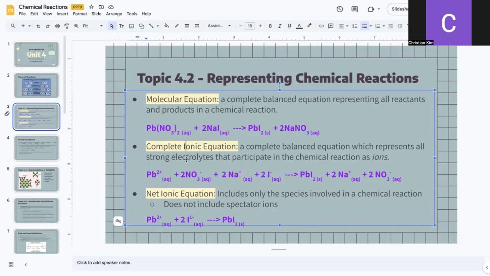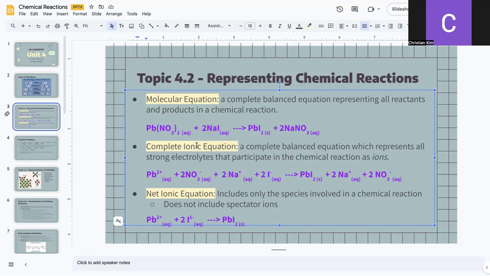So lead nitrate goes into lead and nitrate. Sodium iodide goes into sodium and iodide. And sodium nitrate goes into sodium and nitrate. The only exception here is the lead iodide. The reason we do not break up the lead iodide is that, if you notice over here, the state of matter is S, which means solid. That essentially means it will be our precipitate, which means within solution, lead iodide does not dissolve. So from a physical point of view, you will find solid lead iodide.